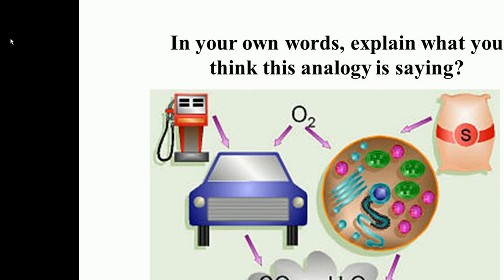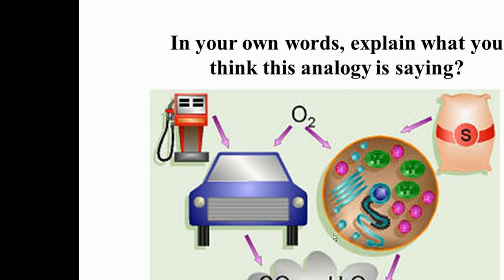If you look at this picture, if I were teaching this topic in the classroom, I would show this picture to the students and ask them what they see. In this picture you can see a car, a gas station where the gas is filled in the car, and this is your sugar, this is your cell, this is oxygen, this is carbon dioxide and water.